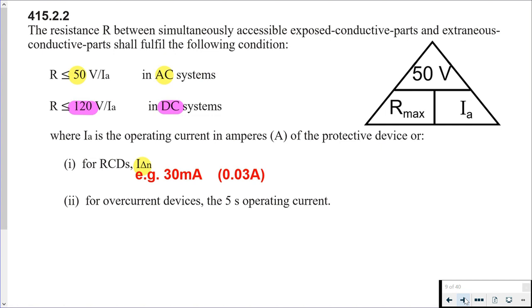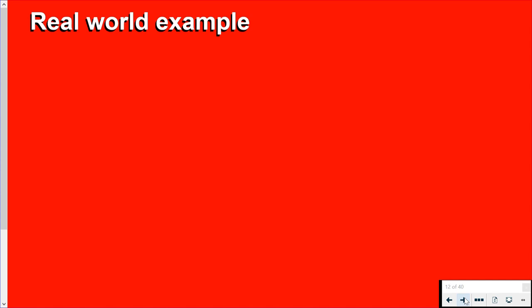It's important that you're aware that RCDs operate quicker and at lower fault currents than an overcurrent protective device does. Where we've got an RCD and an overcurrent protective device in line with each other, the RCD should operate first before the overcurrent protective device, because it will notice the imbalance faster than the circuit breaker or the fuse, or it should. We then have point 2 there. For overcurrent protective devices, we use the 5-second operating current, which we find in Appendix 3, pages 411 to 419. So we have a real-world example here.